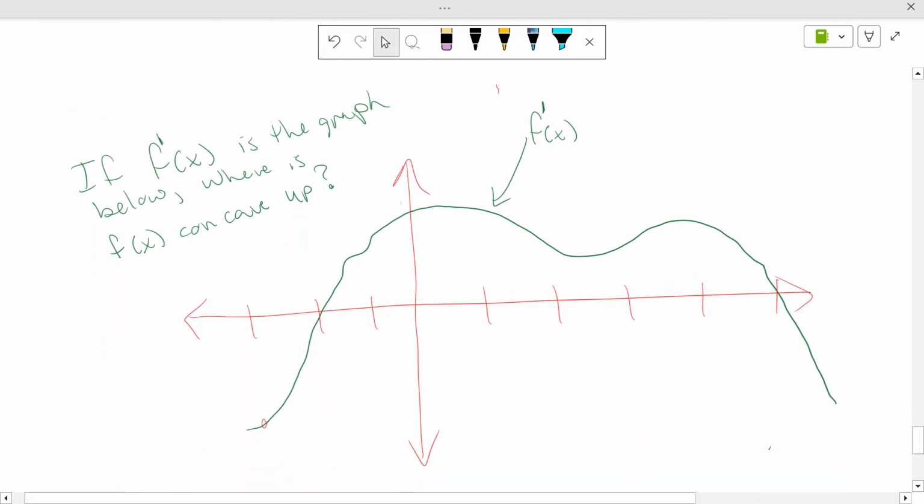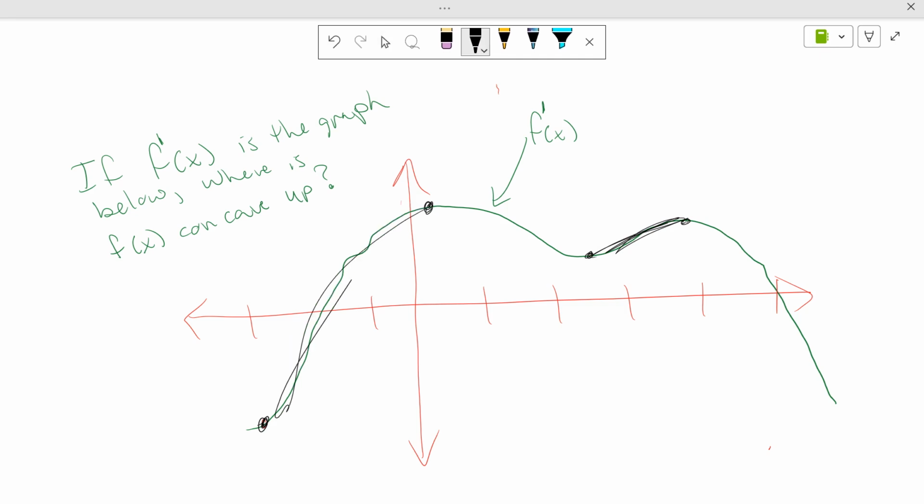If this is the first derivative, where is this concave up? Wherever it's increasing, because if it's increasing, the second derivative will be positive. So it's increasing from there to there, and from there to there. So right there, right there. That's where it'll be concave up.